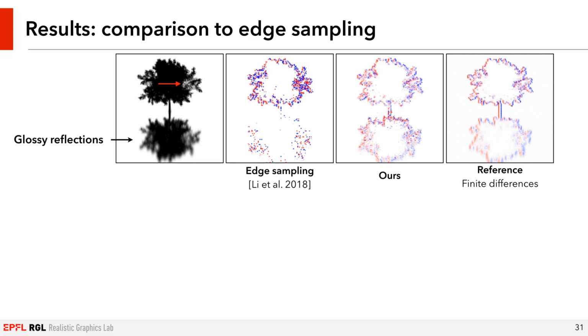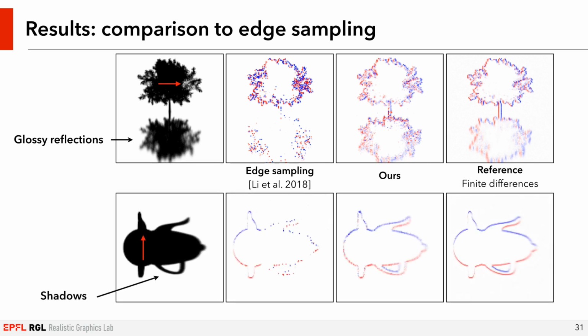The difference between the two techniques is even more visible in the case of intricate geometry. The lack of robustness of the edge sampling technique can also be observed in shadows. In this case, our method is at the same time faster and more robust.